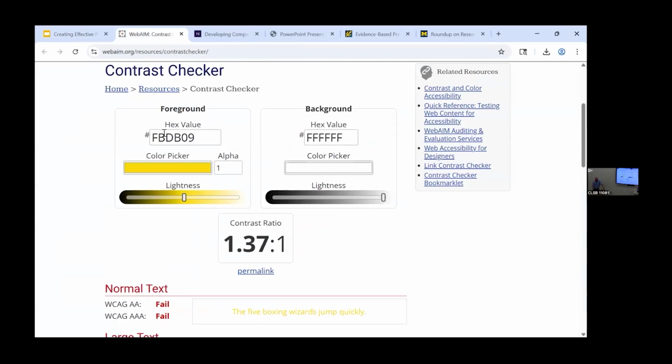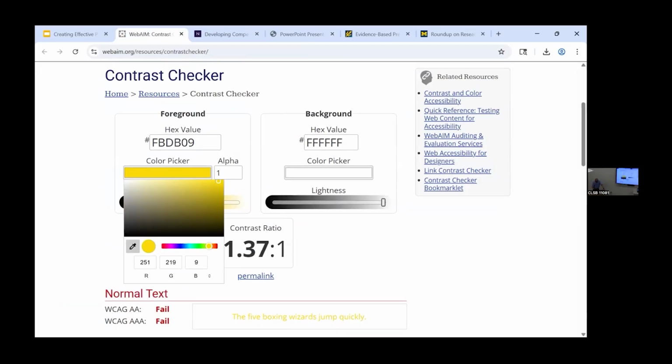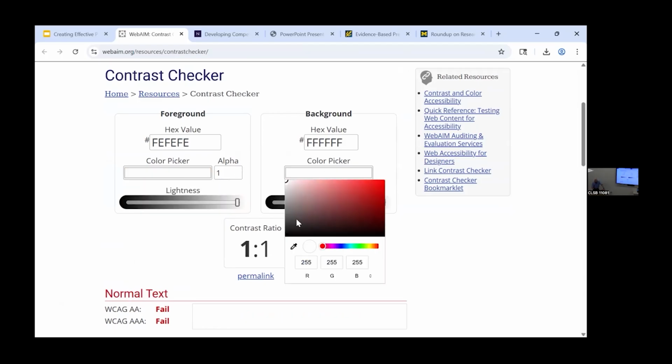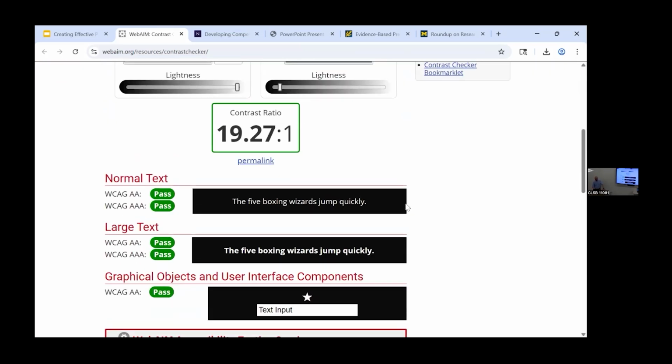For the question about white on black, we can actually just do that right now. So if I just choose as the foreground this white color, I'm pretty sure it's the highest contrast you can get, right? Pure black. So yeah, white on black, not an issue. Very high contrast ratio.